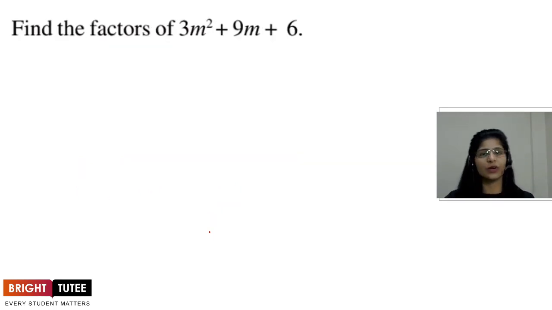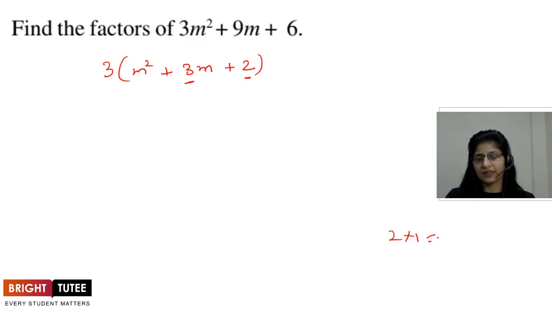Moving ahead, we have one more question for you. 3m square plus 9m plus 6. In the complete expression, is something common? Yes, 3 is common. m square plus 3 3s are 9 plus 3 2s are 6. Now we want the sum as 3 and the product as 2. So 2 into 1 gives us 2, and 2 plus 1 gives us 3. So yes, this is perfectly suitable here.